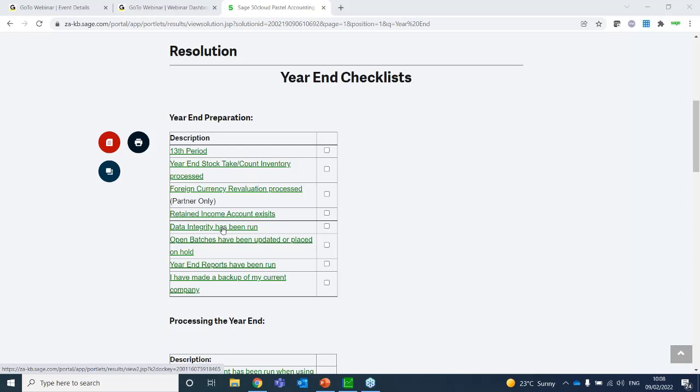So guys, a lot of people only run data integrity at year end. And honestly, I don't understand why, because it's not actually a year-end check. Data integrity checks the integrity of your data, ensuring that your reports are accurate. This is something that you should run often, not once a year.